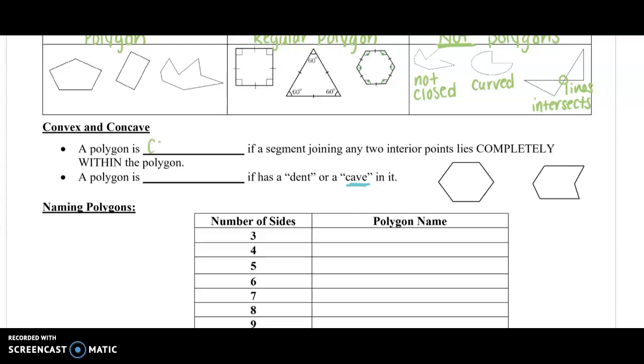So the first one is going to be convex. Segment joining any 2 interior points lies completely within the polygon. And then a polygon would be concave if it has a dent or a cave in it. So looking at this first one would be convex. This last one would be concave because of right here, it kind of caves in on itself a little bit. So that helps you remember that it would be a concave polygon.